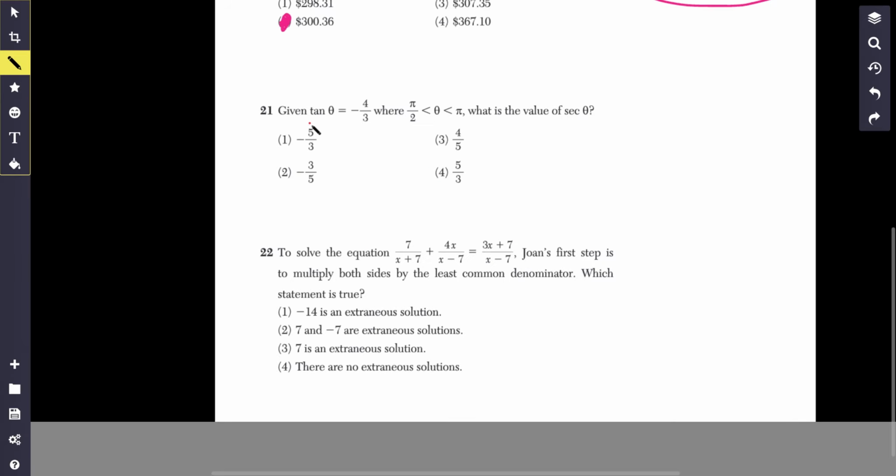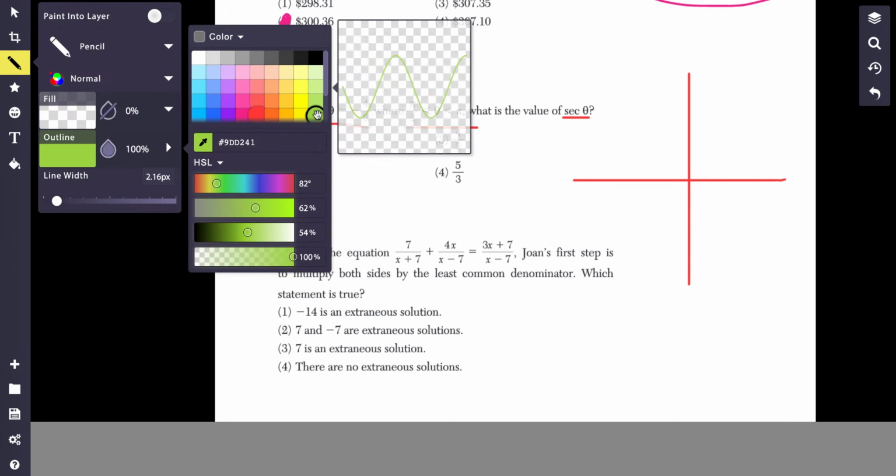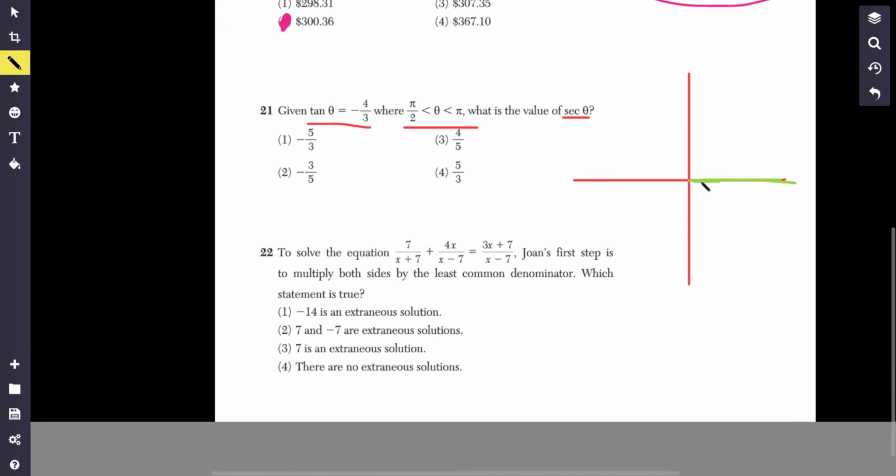Given tangent of theta is equal to negative 4 over 3, where theta is between pi over 2 and pi, what is the value of secant of theta? All I'm going to do right now is draw out this angle. Let's call it theta. It's going to be greater than pi over 2 but less than pi, so it's located somewhere in the second quadrant.